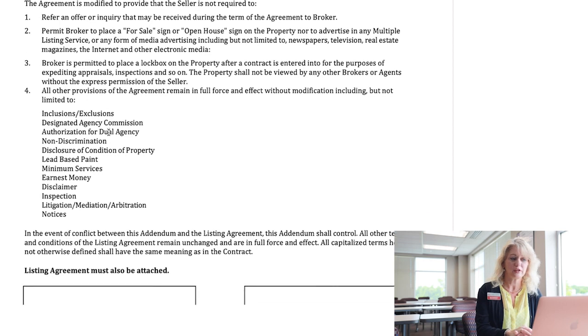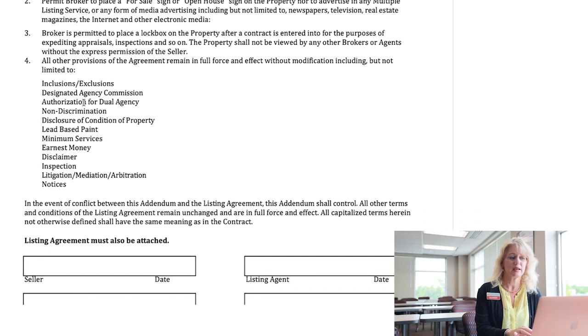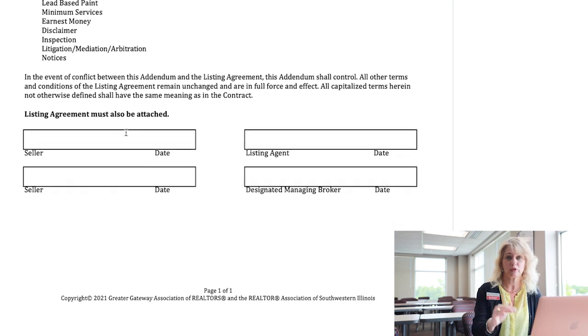And all other provisions in the agreement, as identified here in number 4, remain the same. The full listing agreement must be attached. The seller signs and the listing agent signs, and then I have to sign as the managing broker.